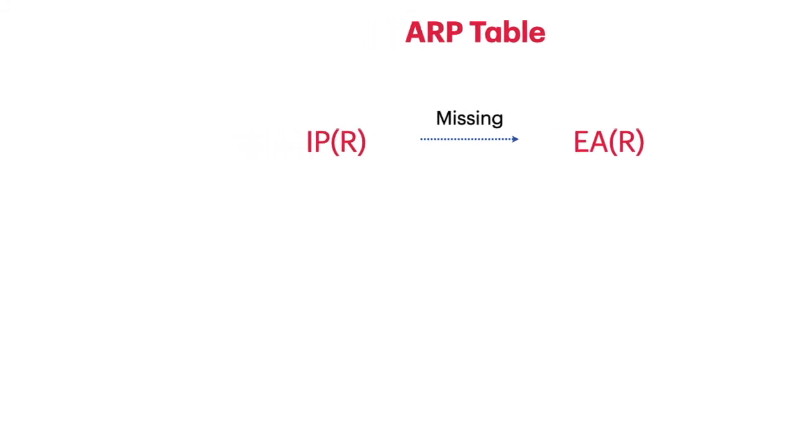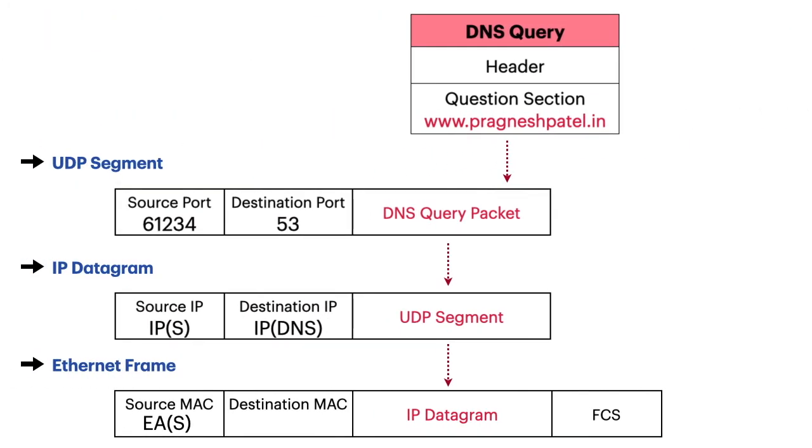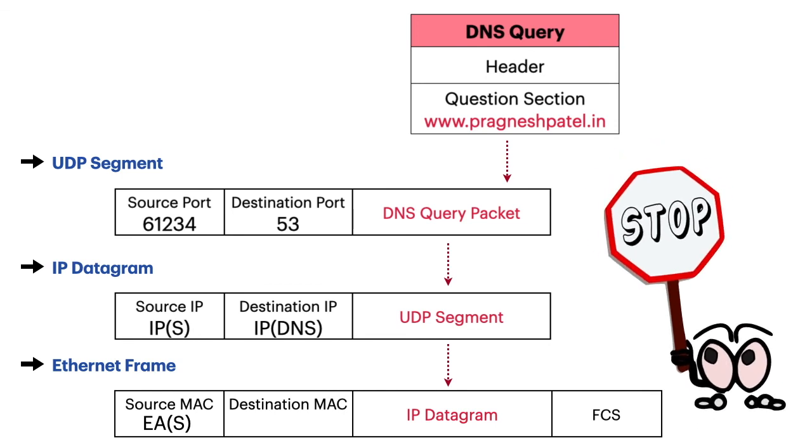In summary, when the ARP table is missing any required IP to Ethernet address translation, the IP packet is queued. Address resolution protocol runs and quickly fills the needed IP to Ethernet address translation in the ARP table. The updated entry is then used to create an Ethernet frame and transmit the queued IP packet.